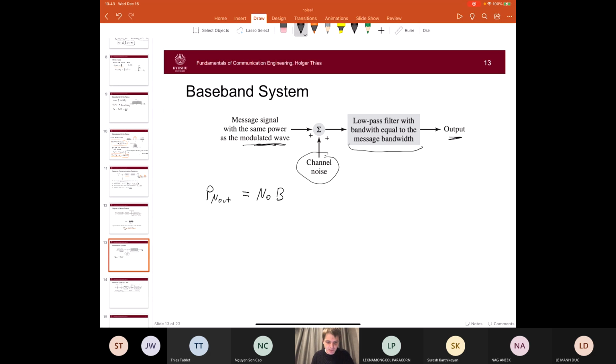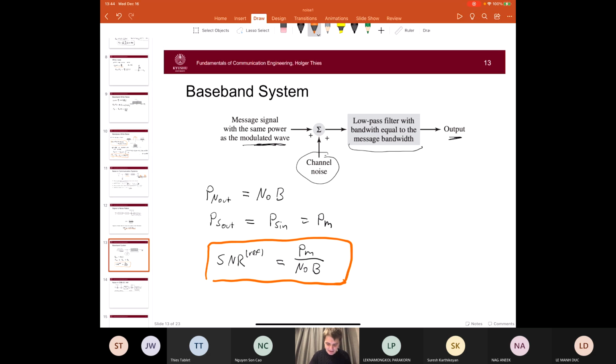We also have to compute the power of the output signal, but the power of the output signal is just the input signal. Because we didn't do any modulation, the power doesn't change. So it will be the power of the input signal, which is just the power of the message. So the signal to noise ratio at this output, which we will use as reference to compare to other modulation schemes, which is why we call this the reference signal to noise ratio, is just the power of the message over N0 times B, right? So this is the signal to noise ratio for the baseband system.